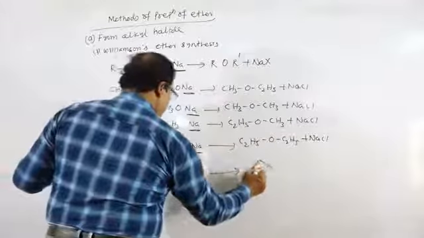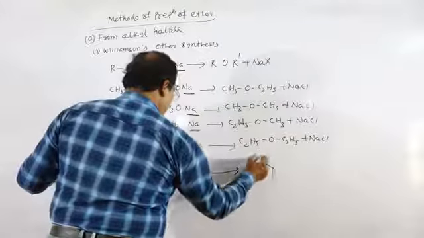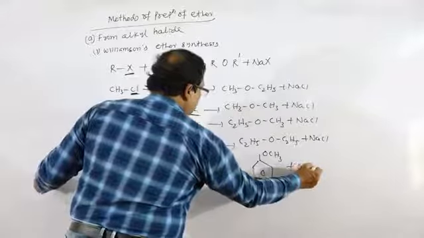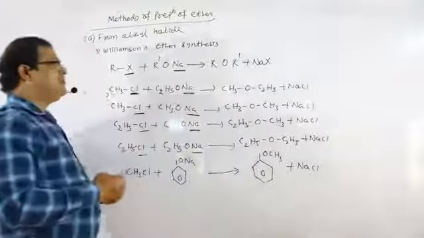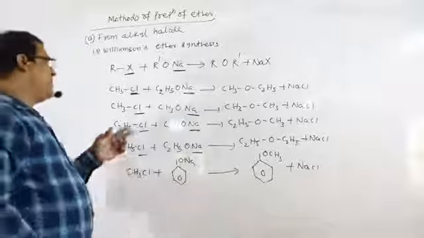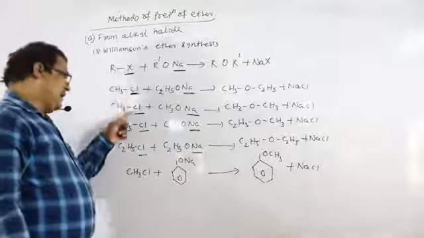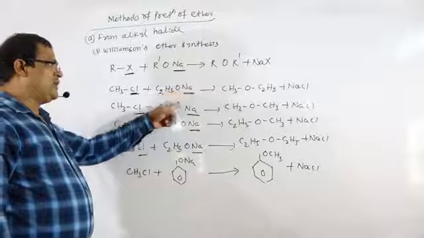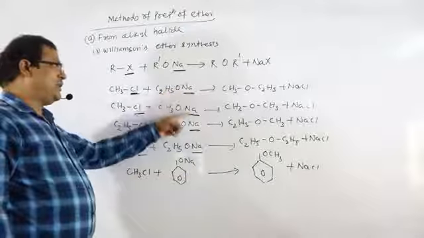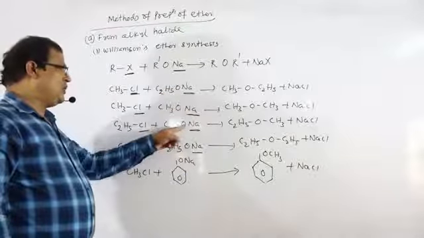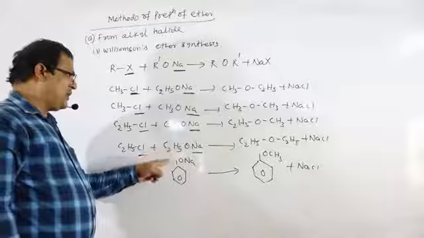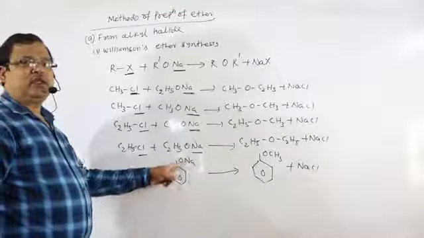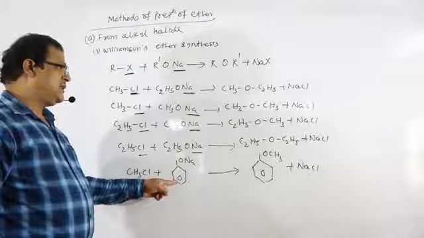There is the formation of OCH3, that is anisole, plus NaCl. If we mark that reaction, it is the alkyl halide with the sodium alkoxide: sodium methoxide, sodium phenoxide or phenate.